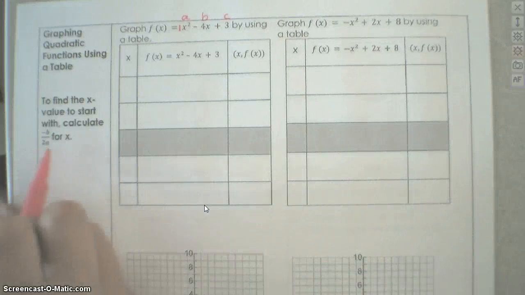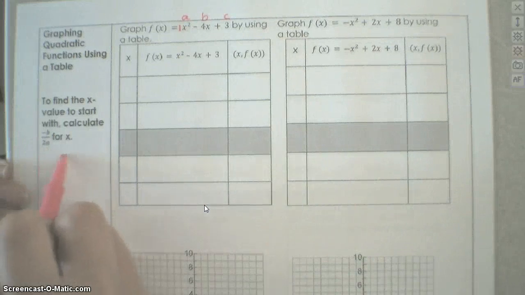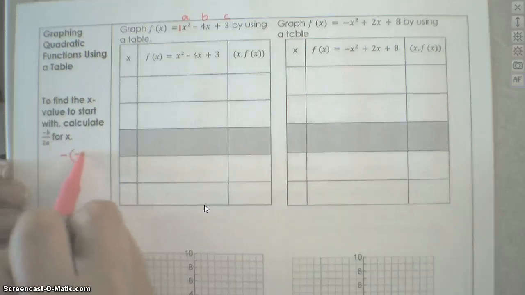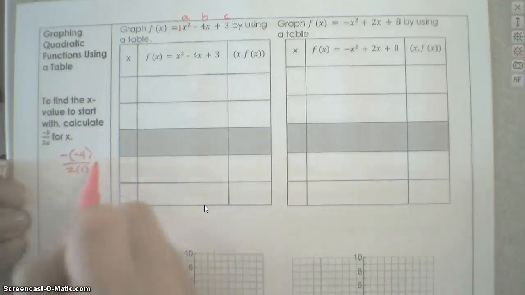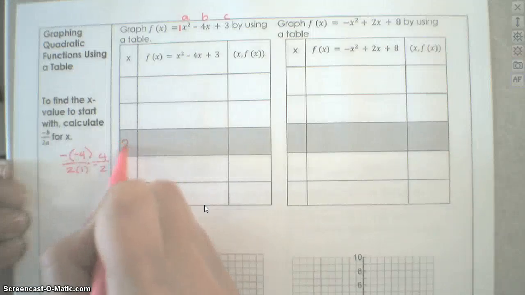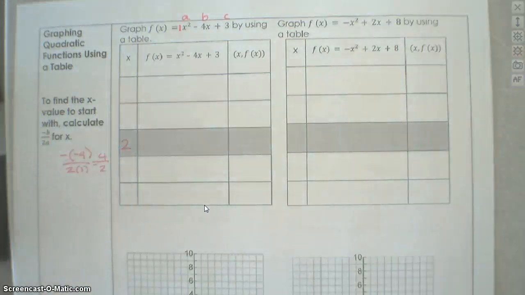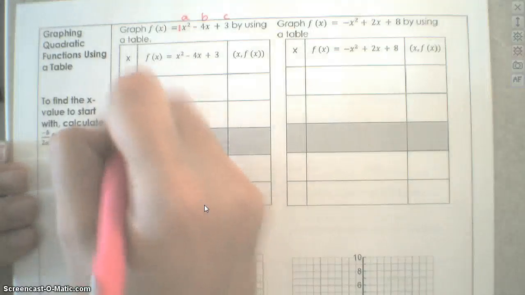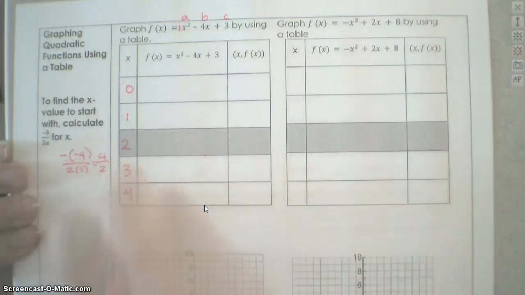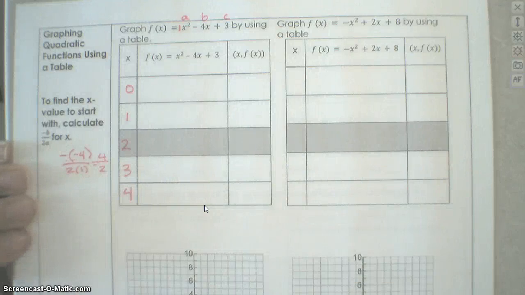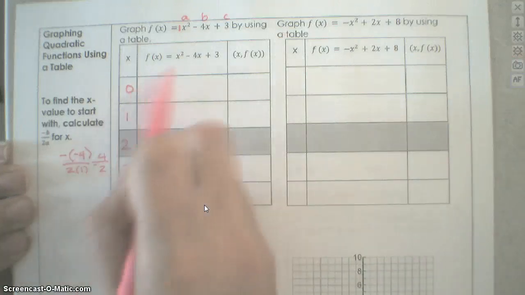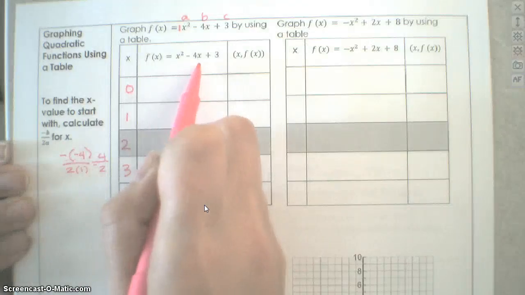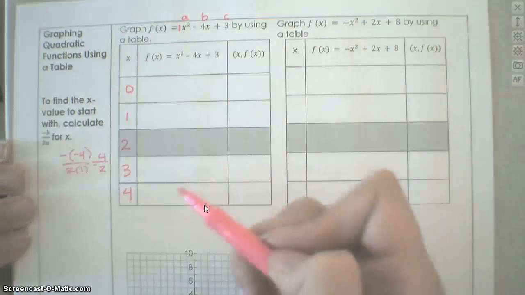So we're going to use negative b over 2a. So negative, and then plug in the b, negative 4, over 2 times a, which is 1. So negative and negative makes a positive, and 4 divided by 2 is 2. So I'm going to put that in that bolded section here. That's going to be our starting value, and we're just going to go down from there and up from there. That will help us graph it nicely. So we're going to plug these values in for x, both x's, and then we're going to come up with our ordered pair in order to graph it.